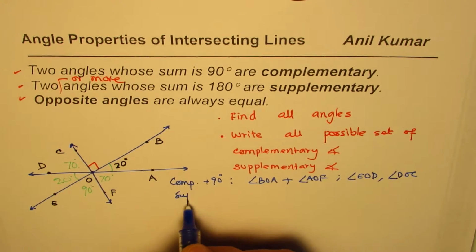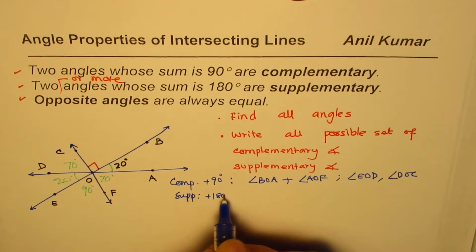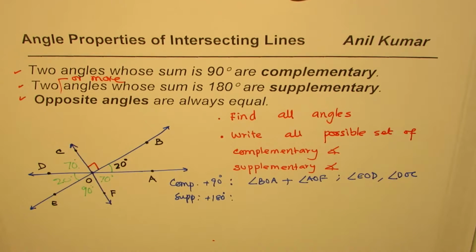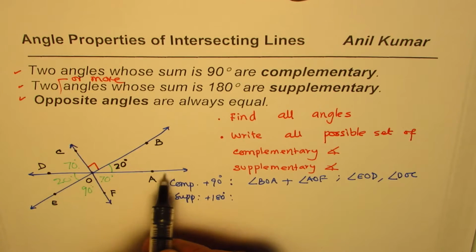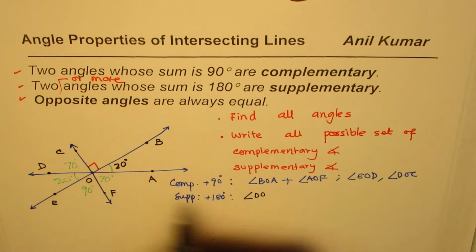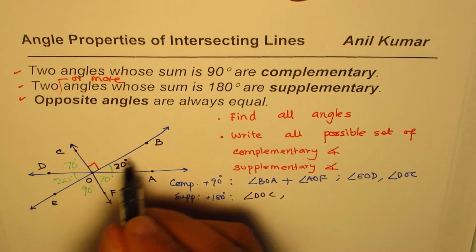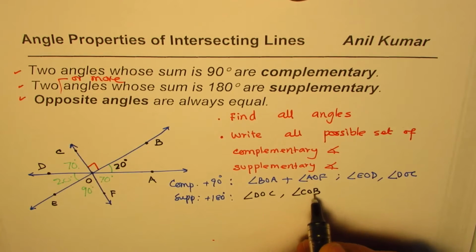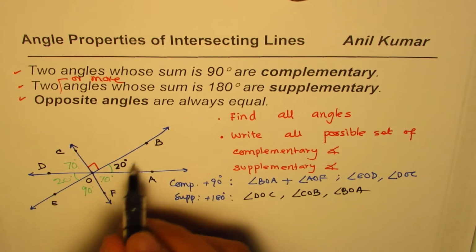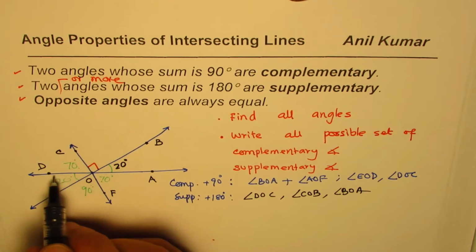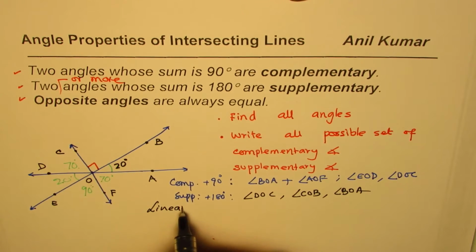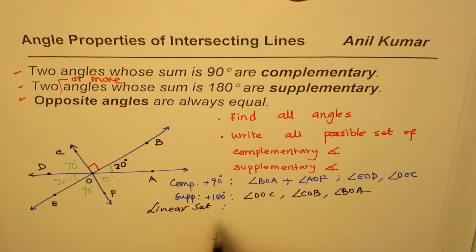How about supplementary angles? So supplementary angles add up to 180 degrees. That means a straight line, right? So we could write many combinations here. If you consider this line DA, then the angles will be DOC and angle COB, and angle BOA, right? All three of them add up to 180 degrees, one straight line. So we also call them a linear pair, right? Linear set, okay? Since there are three, I'm writing linear set, okay?